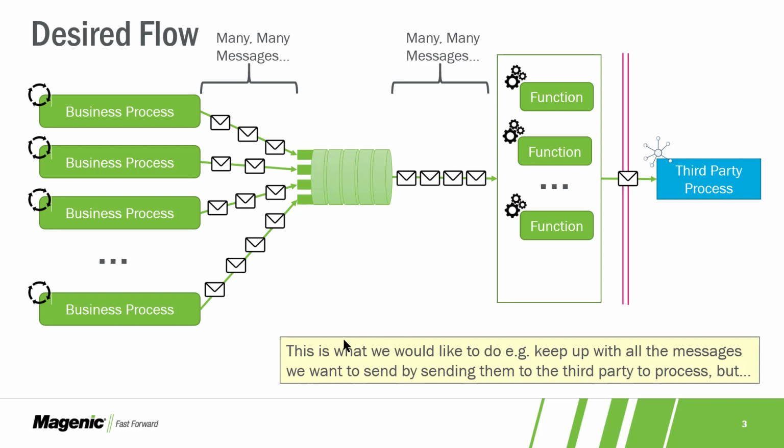Now I'm going to use a queue because that's a typical enterprise scenario. And my consumers here are functions. And of course, the purpose of the function is to do the pre-processing, send the message, and do post-processing, and to dispatch those off to our third-party process. So this is what we'd like to do. But the problem is if we hammer that third party, right, with too many messages, again, bad things happen. So we've got to tweak that a little bit.